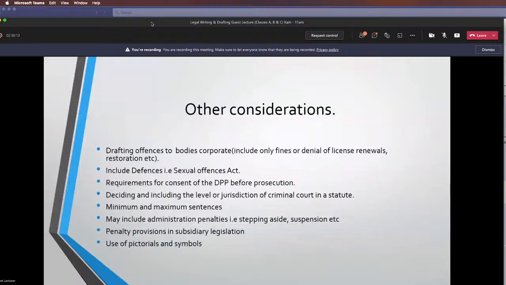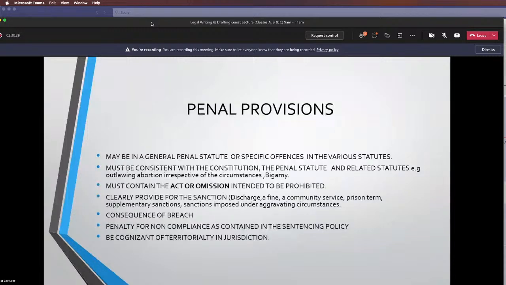If you go to the schedule to that act, you'll find they've drawn a figure, and they've put a cigarette and a cross, just the same way they use no smoking. The same way we have in traffic offenses, no waiting, no parking. So a person shall not park in this and that place, and then they put a symbol. So you can use pictorials and symbols in the schedule in certain provisions that deal with matters of penalty.